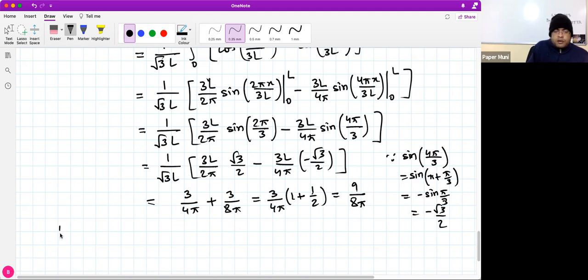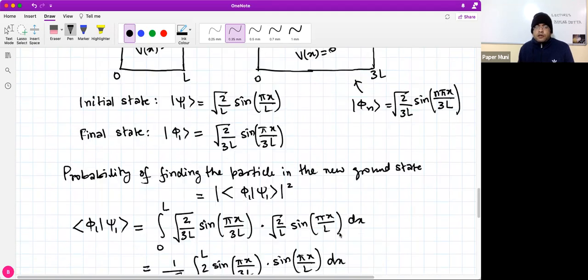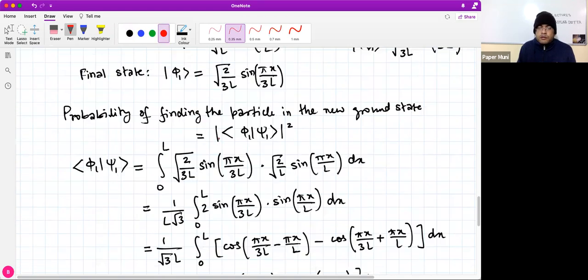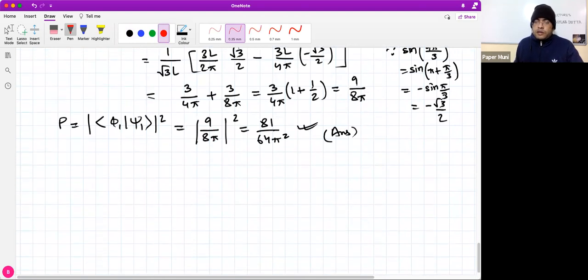Now what we wanted is the probability. The required probability was this. So we had the mod square of the overlap of psi 1 with psi 1, so 9 by 8 pi mod square. So 64 pi square is the answer. So just 2 lines of physics and the rest is mathematics. You cannot forget the conversion formulas in trigonometry, otherwise you'll make a mistake. I hope you solve these kinds of problems in this manner.